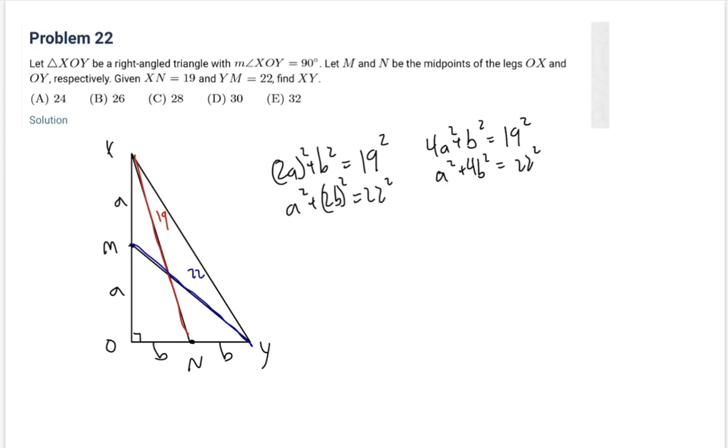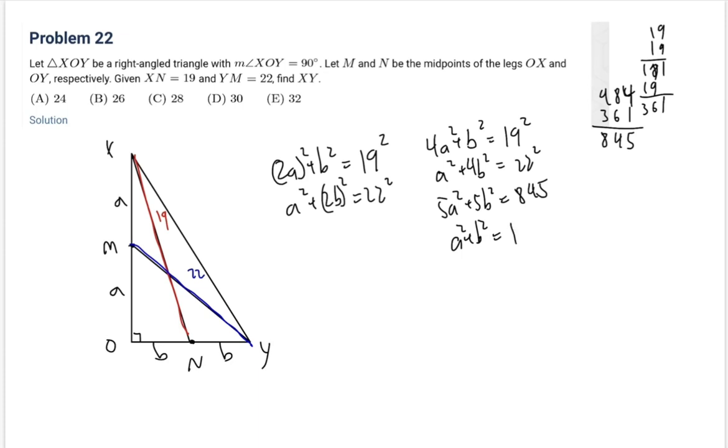So if we add these two together, then 5A squared plus 5B squared equals 19 squared plus 22 squared. 22 squared is 121 times 4, 484, and 19 squared is 361. So the sum is 845, so A squared plus B squared equals 169. So XY would be the square root of 2A squared plus 2B squared.